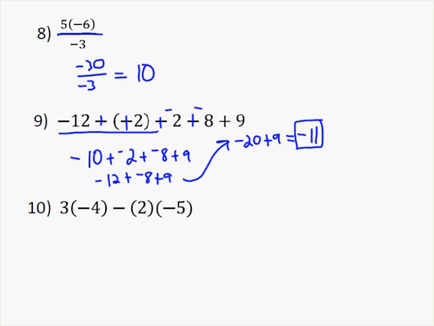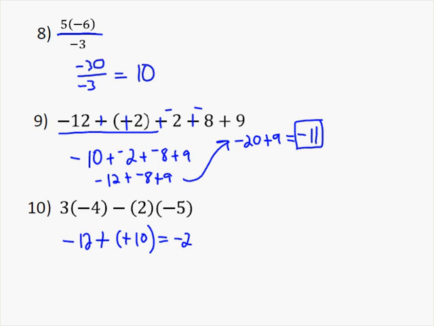On 10, you've got 3 times negative 4 to start, so it's negative 12. Minus 2 times negative 5, which is negative 10. You've got a subtraction sign, so you change it to addition. That means I need to change the next sign, which becomes a positive 10. Negative 12 plus 10 is just negative 2.